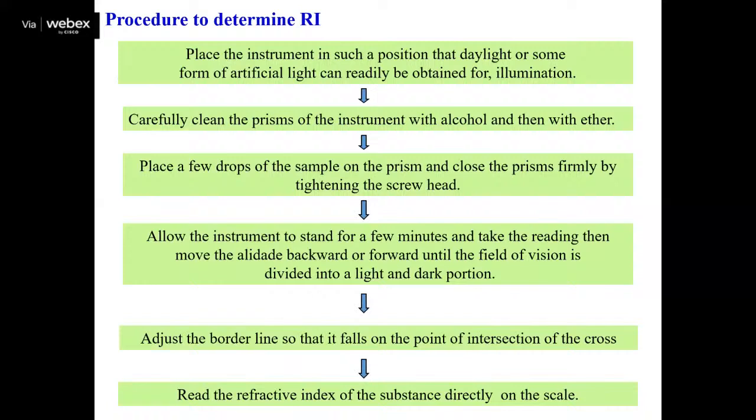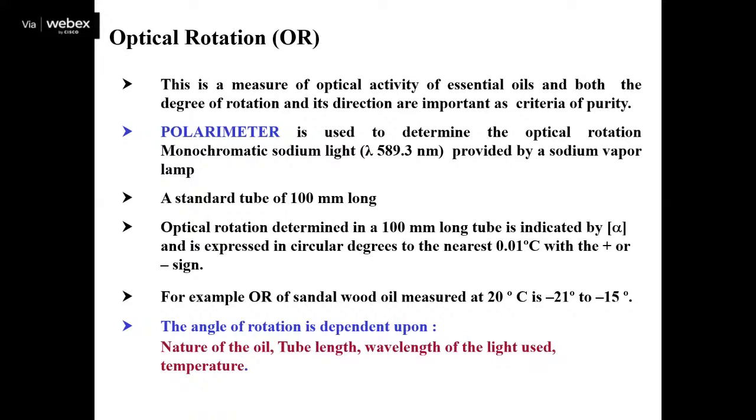It's a very simple process. Only one drop is applied to the refractometer. We make the intersection of the cross, adjust the borderline so that it meets the intersection of the cross, and read the refractive index. There is a gauge, so we can read the value of the refractometer directly.